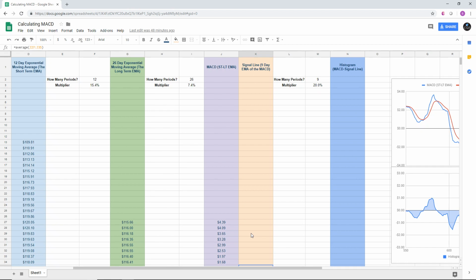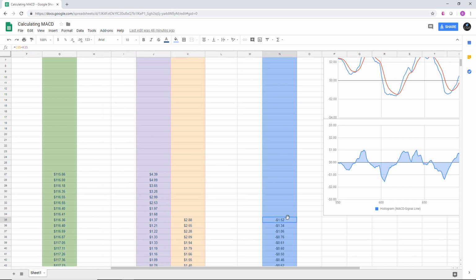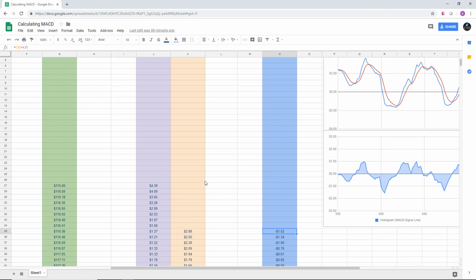That's just an FYI. It's kind of interesting. Maybe you knew that, maybe you didn't. And then over here in column N is simply the histogram portion of the chart, which is J minus K, the MACD minus the signal line.